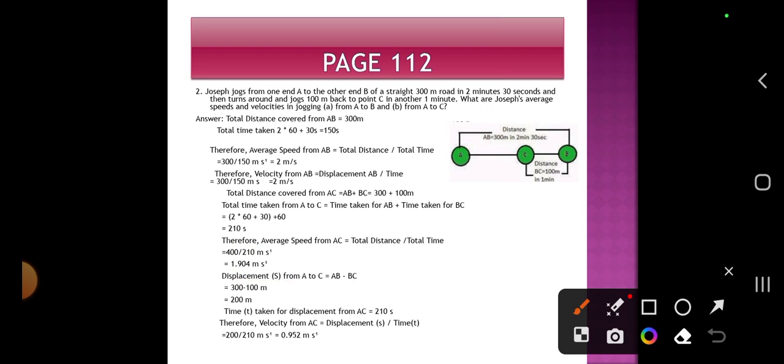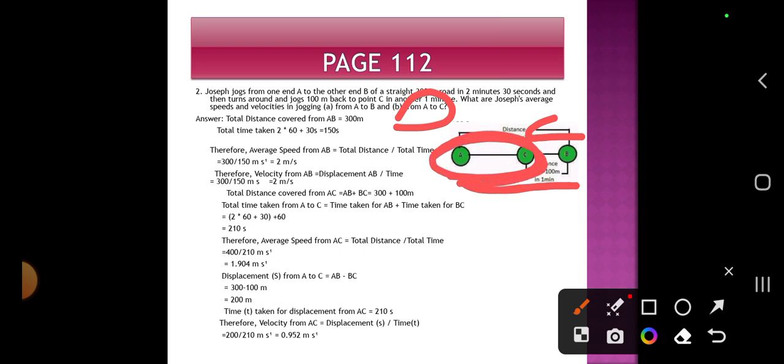Now velocity is the displacement. What is the displacement? Now AB and AC we have to find, that is A to C. So AB minus BC, then we will get AC only. So if you want AC, from AB we have to subtract the BC distance. So we will get the displacement, and that displacement will be 200 meters.